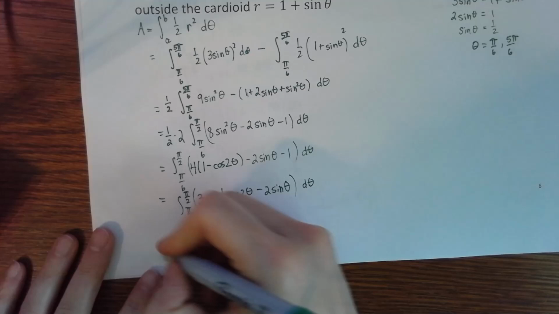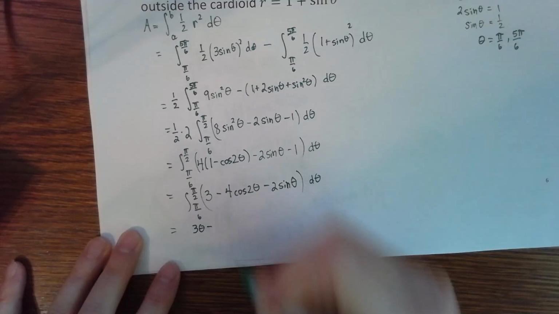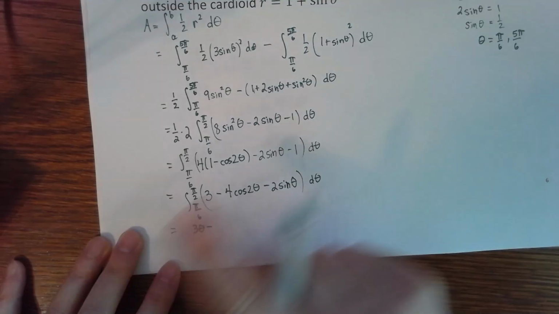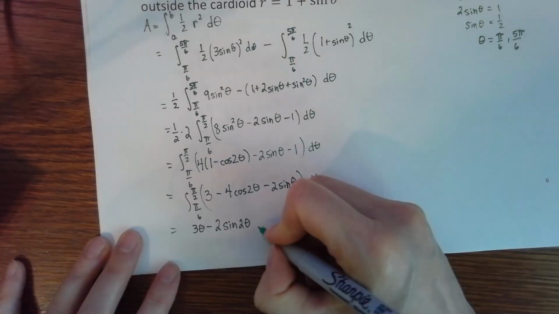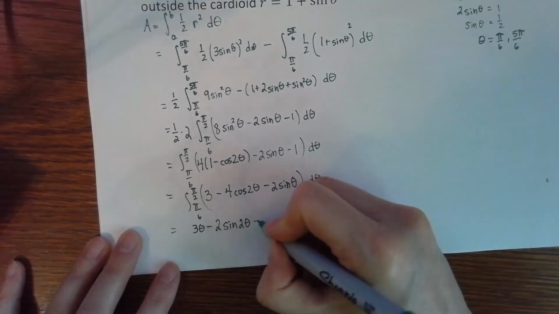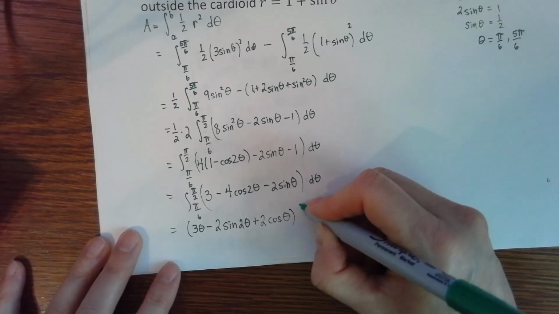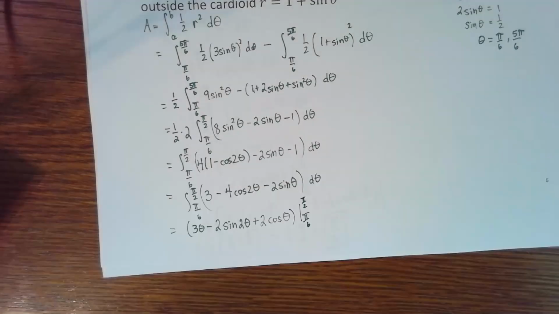Alright, so the integral of 3 will be 3 theta. The integral of 4 cosine 2 theta would be 1/2 sine of 2 theta, but if we multiply that by 4, we'll get 2 sine of 2 theta. And then the integral of sine is negative cosine, so this will give us plus 2 cosine theta. And then that will be evaluated from pi over 6 to pi over 2.